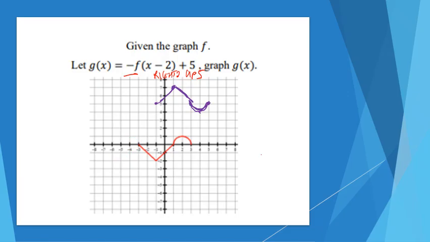And so what I would recommend doing is when you do it on paper, reflect it, do it very light in pencil so you can erase it pretty easily, and then work off of that to move it up 5 and right 2. Once you have that, erase this graph, like kind of like what I did on the PowerPoint. All right.